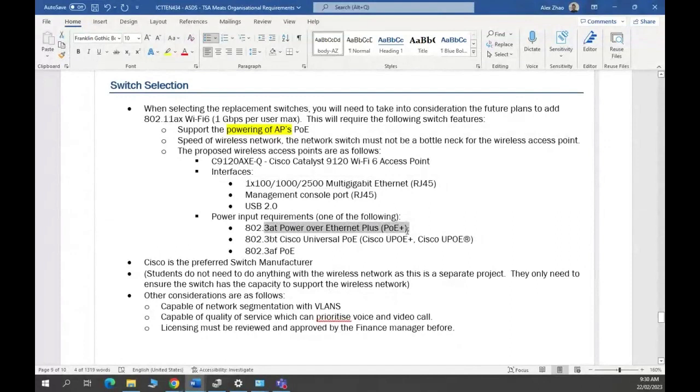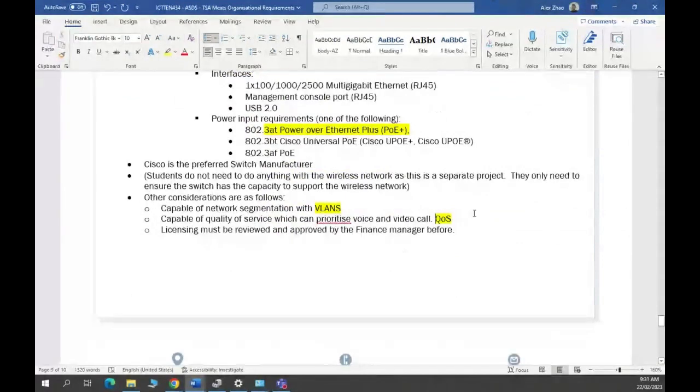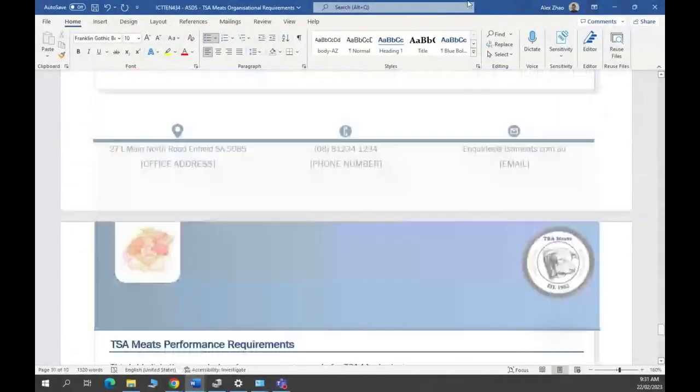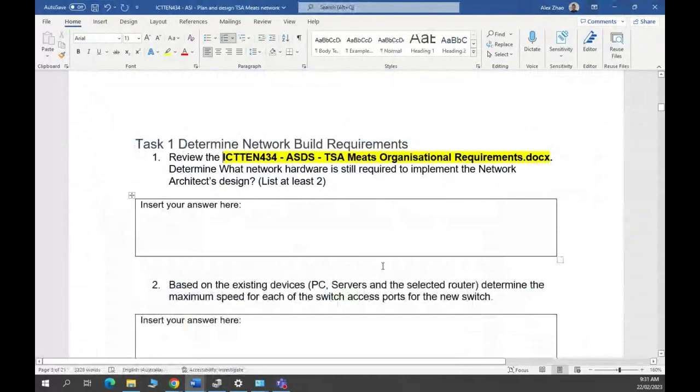So here it says power over Ethernet, if it wasn't obvious back here, okay? Cisco is the preferred manufacturer, and it also needs to be capable of VLANs and quality of service. So if you never heard of that, that's QoS, quality of service. That's where they can prioritize some communications over other ones. And obviously the licensing must be approved by the finance manager. Okay, so there's a couple of things we had to select.